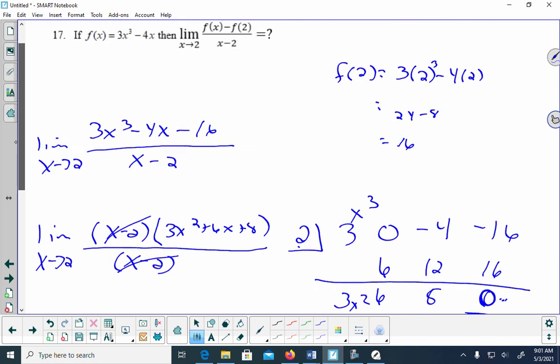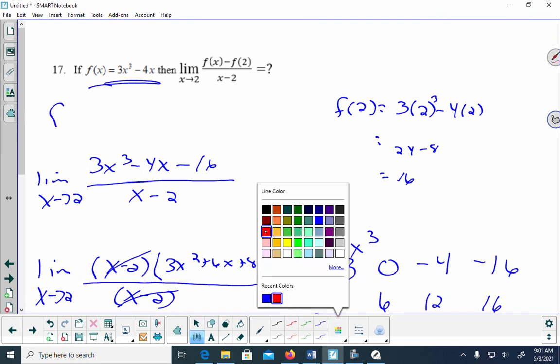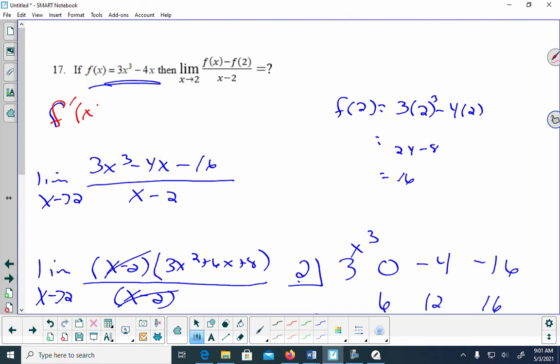And you know what? I just want to check it because I wasn't sure. So if I go up here and I find the derivative, and this is me just doing extra work and checking it. So if I go up here and I do the derivative, that's going to be 9x squared minus 4. And the derivative at 2 is going to be 9 times 2 squared minus 4. So that'll be 32. So I do get 32, so it does check.